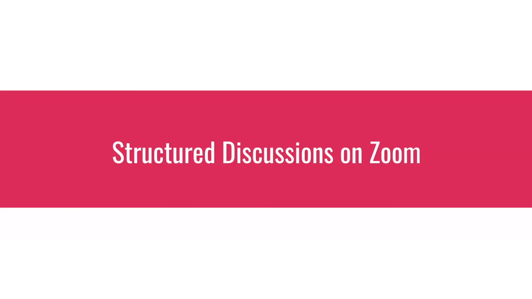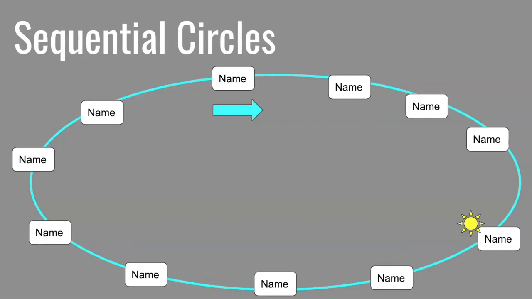Zoom does not just have to be used for you presenting to your students. I'm going to show you 4 different ways that you can facilitate a discussion on Zoom. The first 3 are all whole group discussion techniques, and the last one is a small group that would use breakout rooms. The first method I'm going to show you is using a sequential circle.